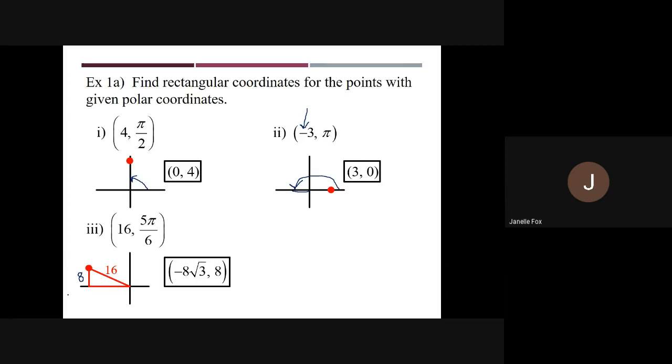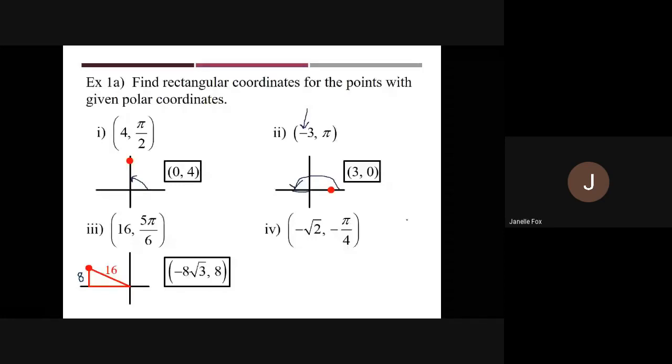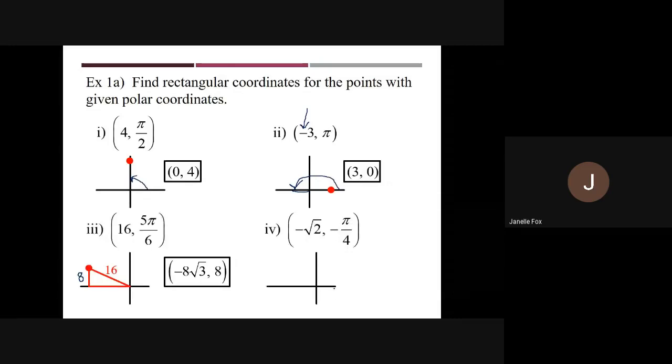And last but not least, we've got 2 negative angles happening. Woo, crazy. And not a problem, though. We're just going to graph a negative pi over 4 for the angle and then walk negative rad 2 steps. Okay, so negative pi over 4 is actually going to be this way, right? That's a negative pi over 4, but now we have to walk backwards. So we're actually going to walk this way.